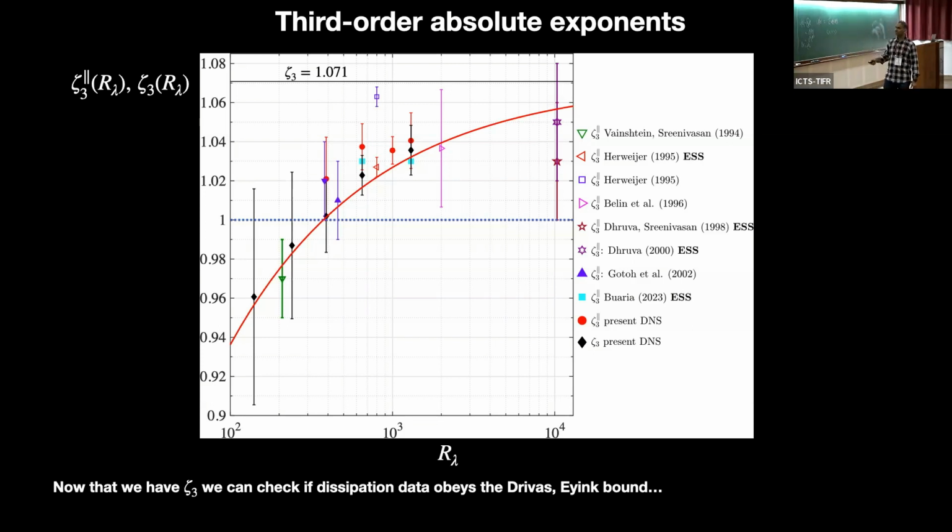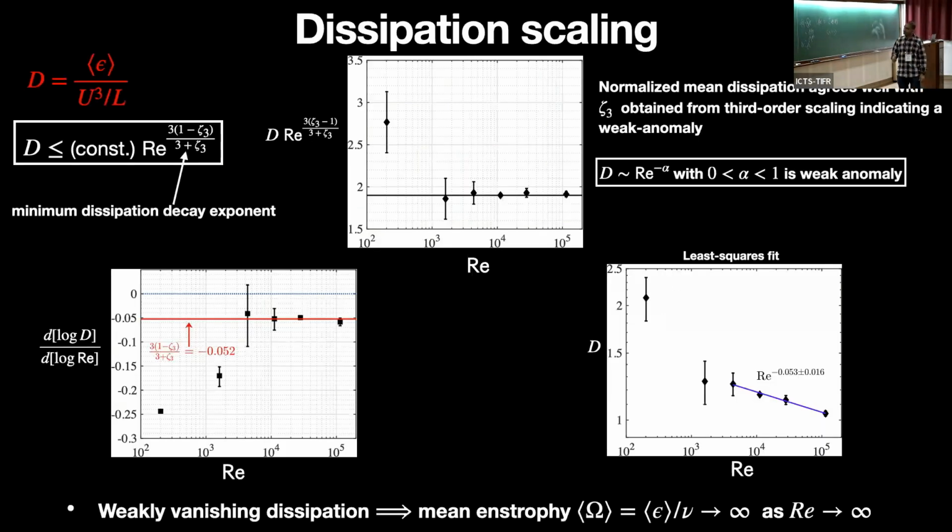Now that we have zeta 3, which is the zeta 3 I got from the fit, and it agrees well with the literature, I'm going to use this to check if the dissipation data obeys the Drivas-Iyer bound. I remember that the bound is the minimum decay exponent. So I'm going to do this.